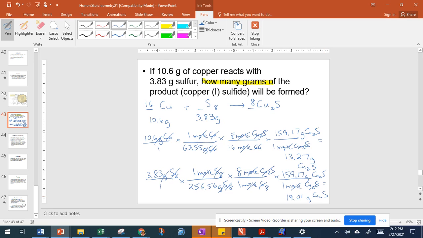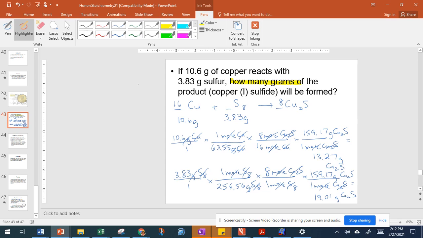What I want you to notice here is that our limiting reagent in this problem is actually the copper, and that only produces 13.27 grams of copper 1 sulfide. Sometimes students might look at this initially and say, oh, sulfur has to be limiting because there's actually less of it. But this is deceptive. In this case, copper is limiting even though we have more of it. The amount we can produce will only be 13.27 grams, and the limiting reagent is copper.